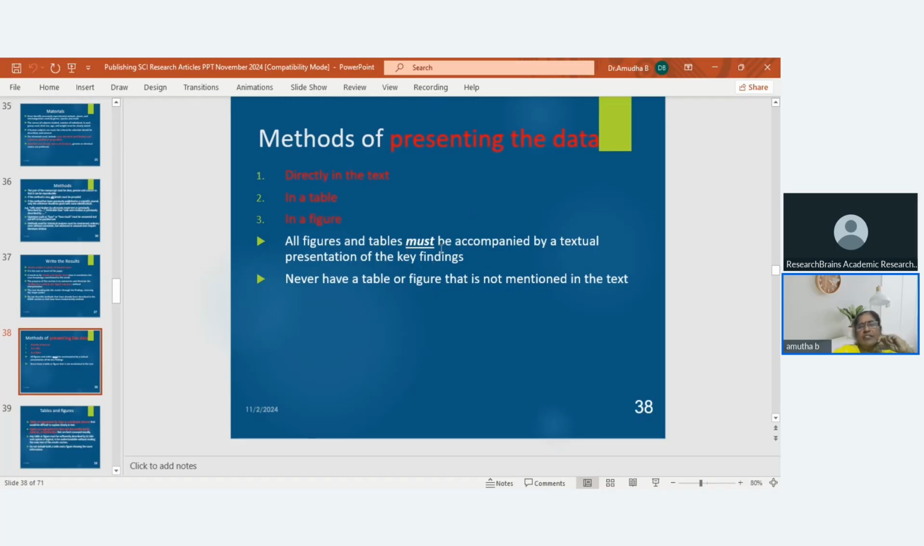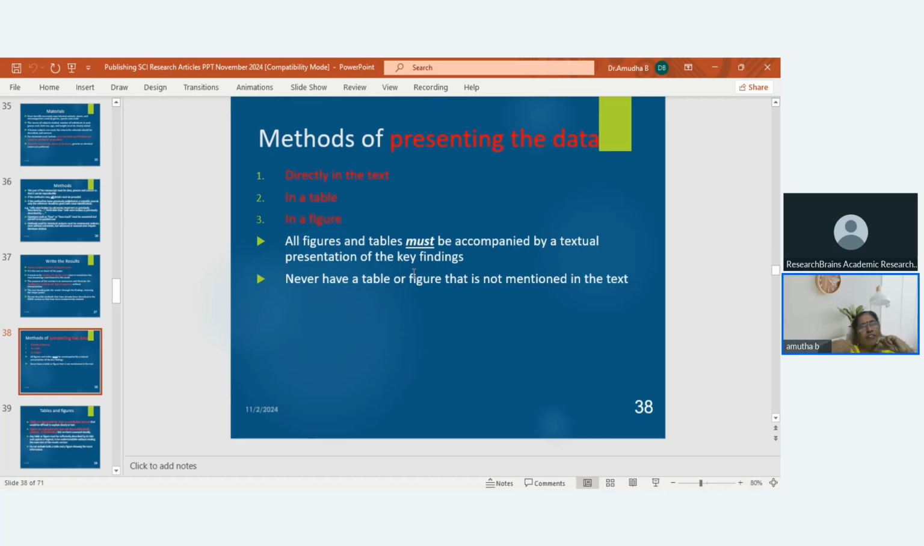And all the figures and tables must be accompanied by a textual presentation. So you are drawing a table. On top of the table, you have to mention what the table represents. And after that, when you are writing the text, when you are presenting your views, you should mention, for example, Table 3 represents the values of, like that you have to mention.